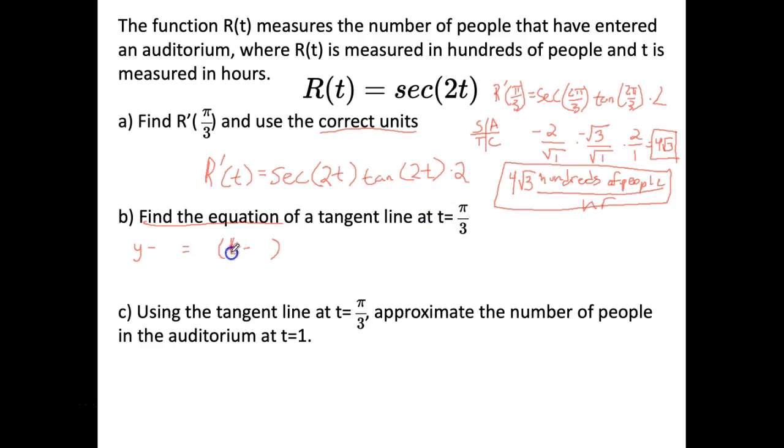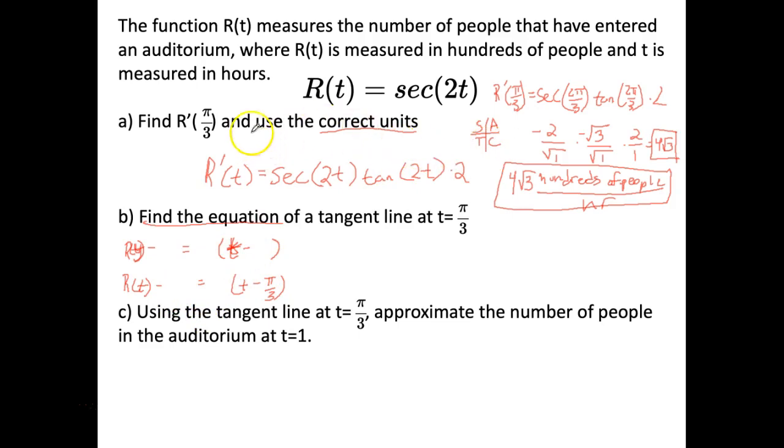Because they're not using x's, they're using t's, and they're not using y's, they're actually using R of t. So we could just put a giant R there. Really what this should look like more correctly is R of t minus something equals blank times t minus blank. Notice they gave me pi over 3. That is my t value, like my x value. They gave me something. Now with that, I should be able to find the slope and the y value.